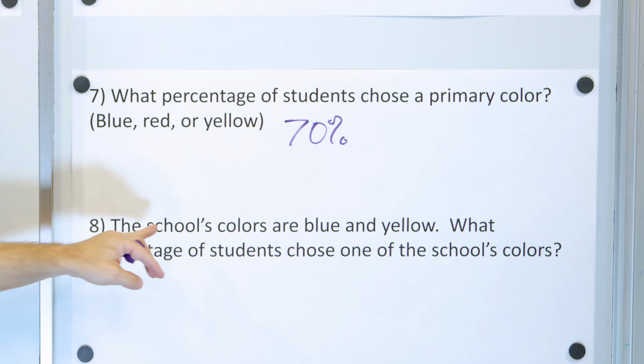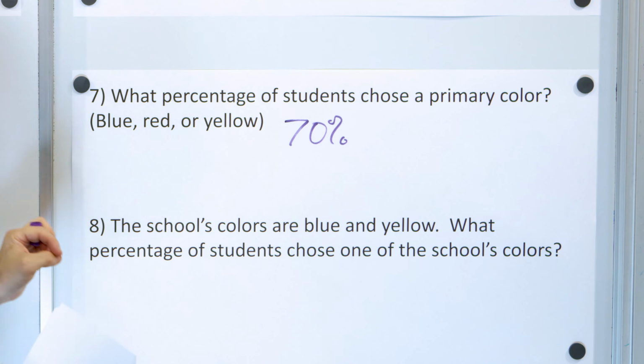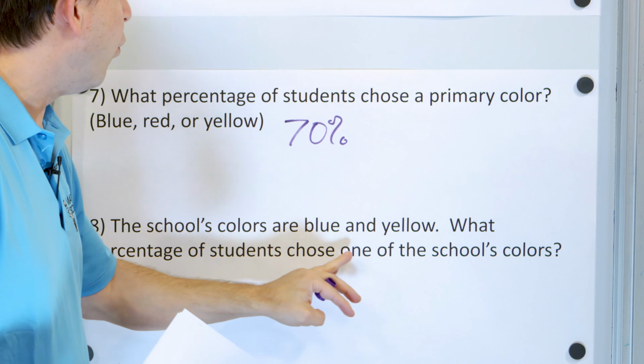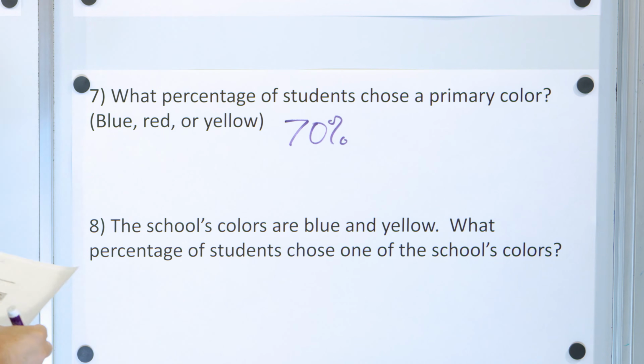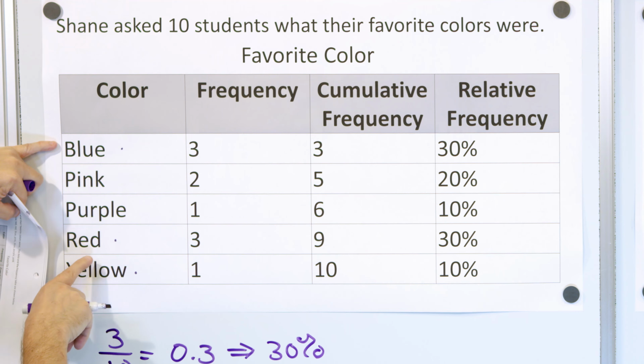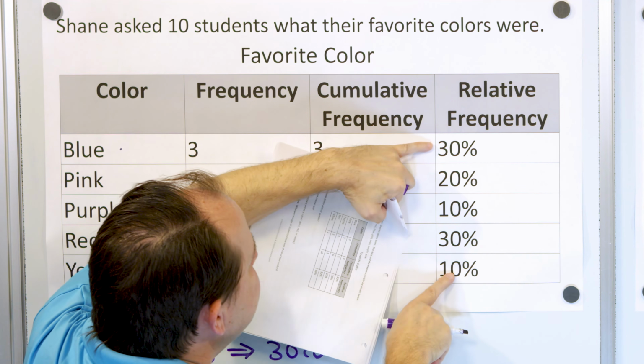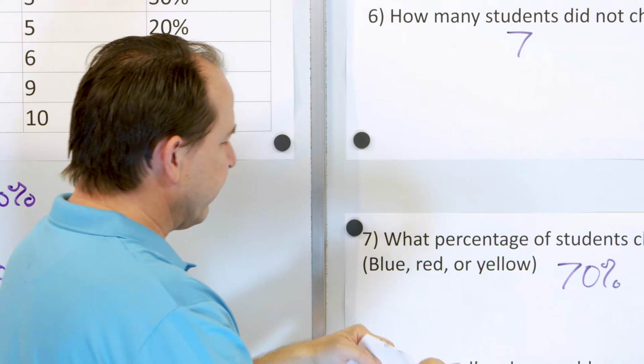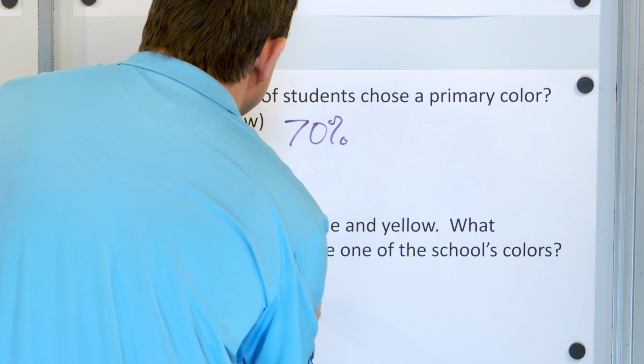Last question. The school's colors are blue and yellow. What percentage of students chose one of the school's colors, either blue or yellow? Right? So here is blue. Here is yellow. 30 plus 10 is 40. So 40% chose either one of those.